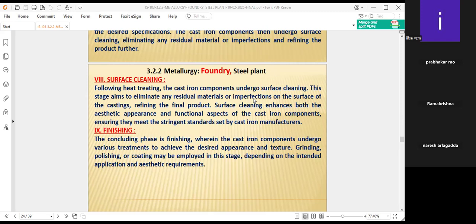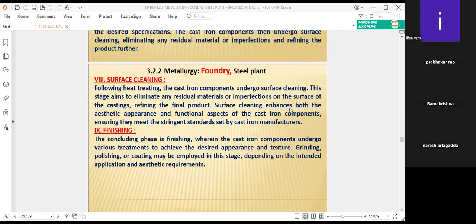Any surface area that is not smooth, or any dents, or any lines, or roughness, that's called imperfections on the surface of the castings. Therefore, refining of the final product will be difficult. That's why surface cleaning is also important before finishing the final product.